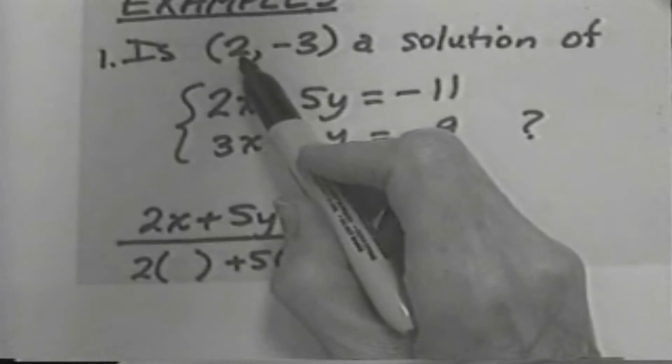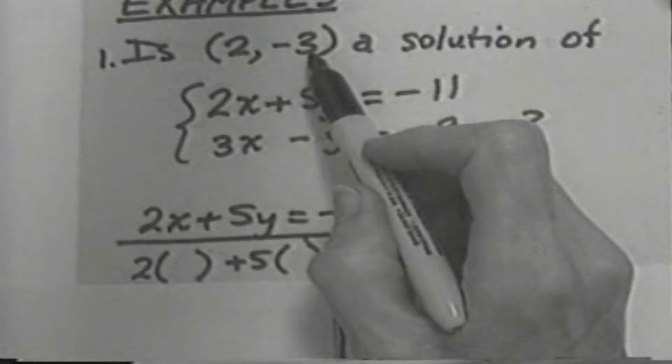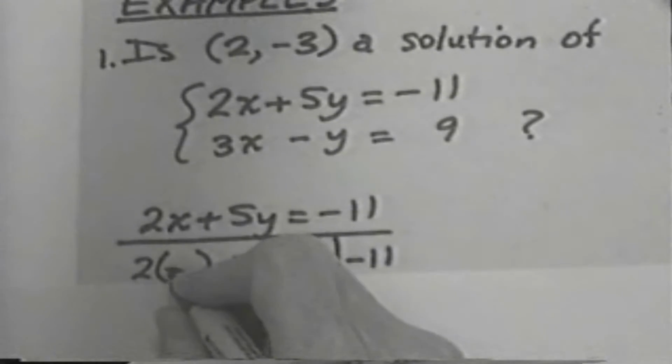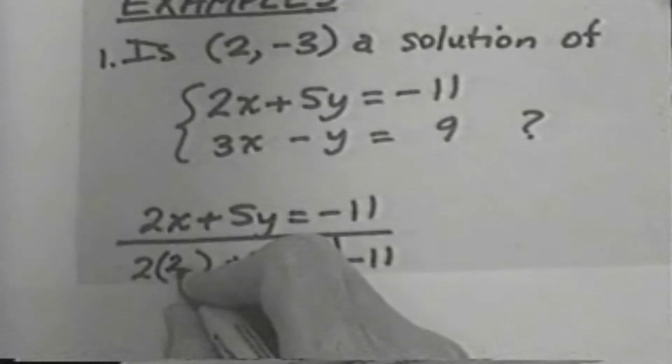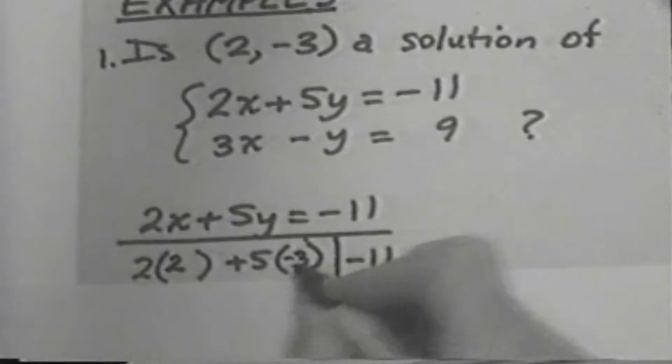We're checking 2, -3. Remember that in the ordered pair, the first coordinate, the abscissa, is the x coordinate. The second coordinate, the ordinate, is the y coordinate. So this means 2 stands for x and -3 stands for y. So in place of x, we'll fill in 2. In place of y, we'll fill in -3.